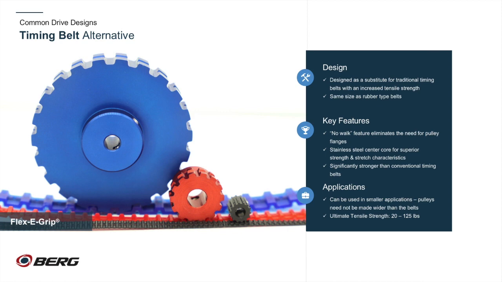Berg offers a line of timing belts called FlexiGrip that are designed as a substitute for a traditional timing belt. These belts have a stainless steel core that give high strength and low stretch. One key feature of these is that they are specially designed to not need flanges on the sides of the pulleys. The center rib of the belt with the pulleys will ensure that these track straight and have low wear. This is very helpful should the belt need to be replaced in the field. It can be very difficult to get the old belt over these flanges.